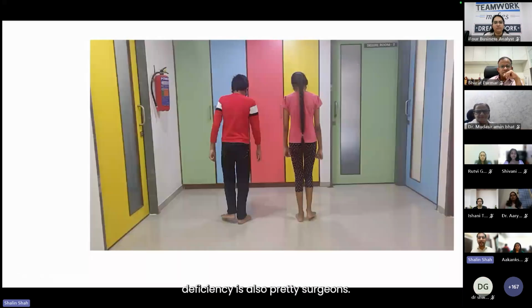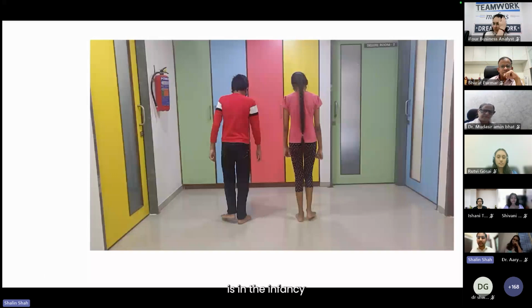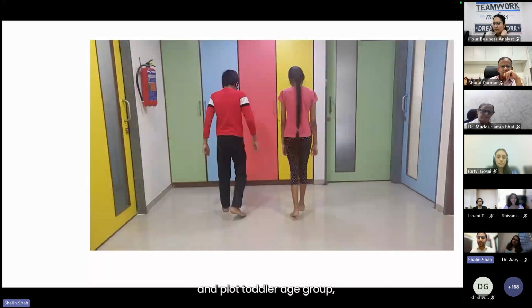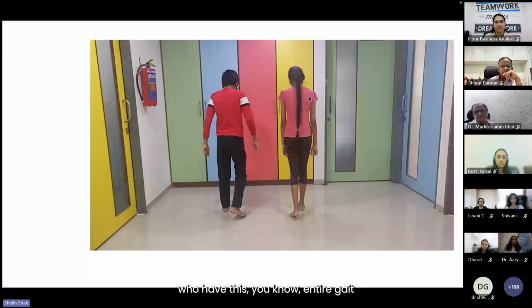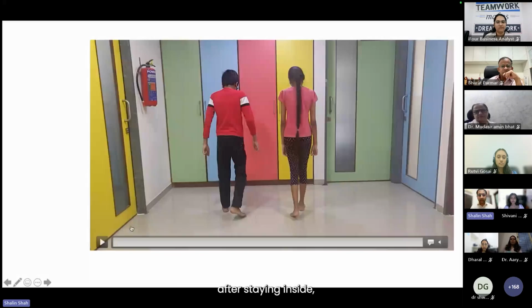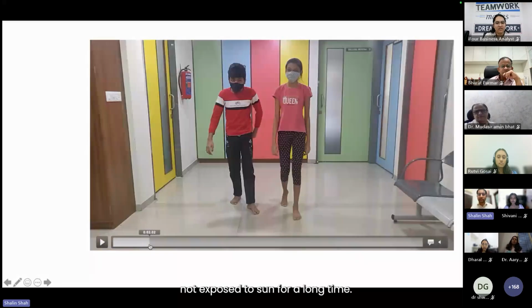So vitamin D deficiency, as orthopedic surgeons, what we've commonly seen is in the infancy and toddler age group, and that presents as rickets. And you can see this on x-rays. You have blood investigations which confirm them, and we treat them with vitamin D supplementation and calcium. But in the adolescent age group, since COVID, there has been a deluge of patients that we are seeing who have this antalgic gait after staying inside, not exposed to sun for a long time.